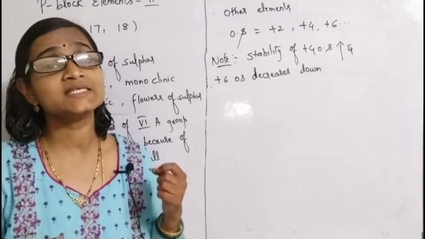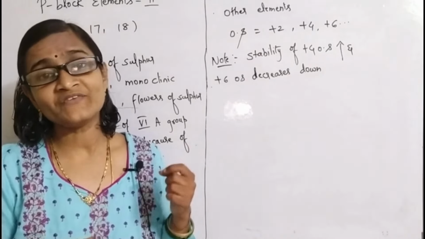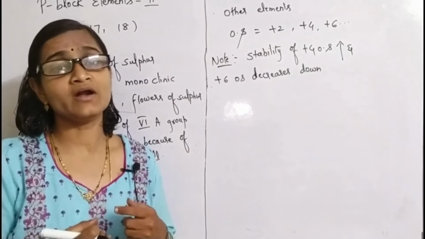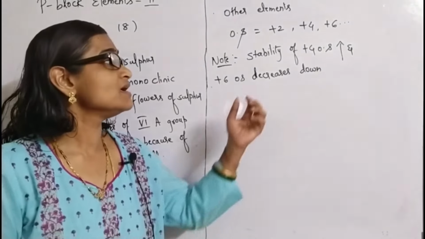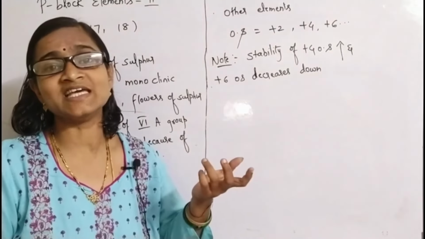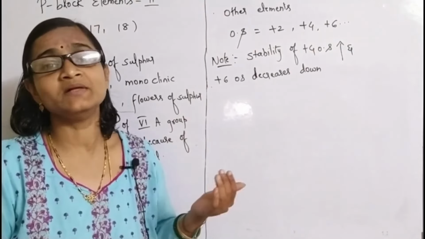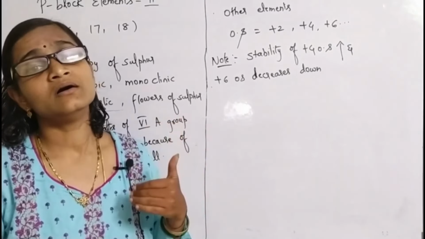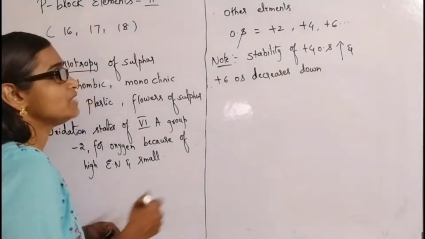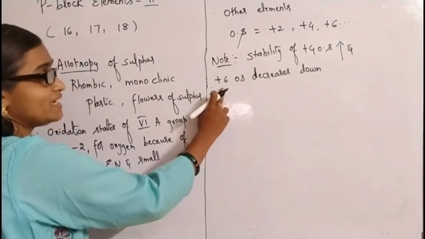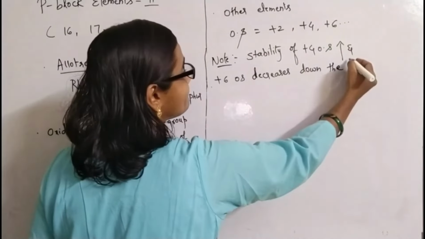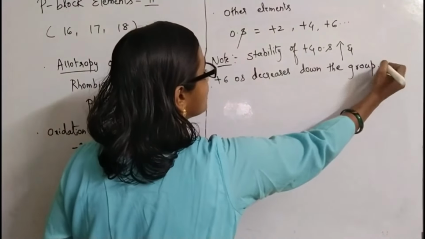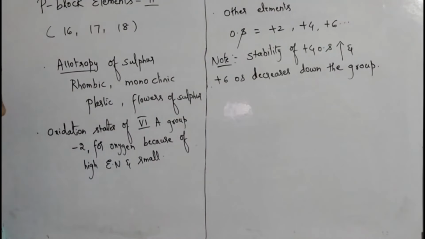What is inert pair effect? The reluctance of ns electrons to participate in bonding. They are not interested to participate in bonding. So because of that reason, the element with higher oxidation state becomes less stable than the elements with the lower oxidation states. As you go down the group, the stability of +6 oxidation state decreases, and +4 only will be high down the group. So you have to remember this point about stability of oxidation states of different groups of elements.